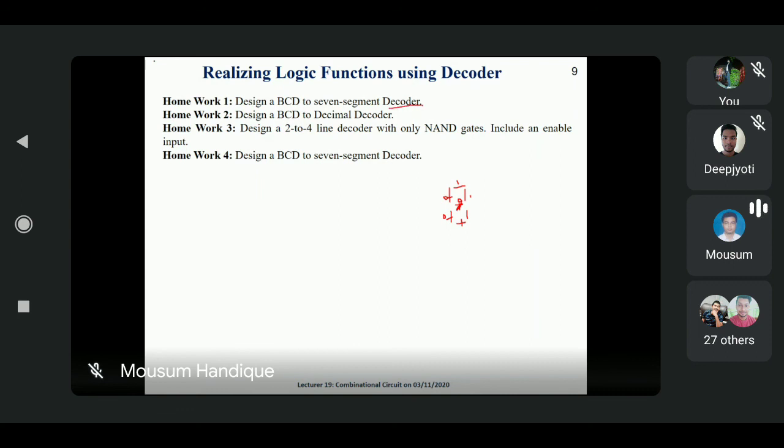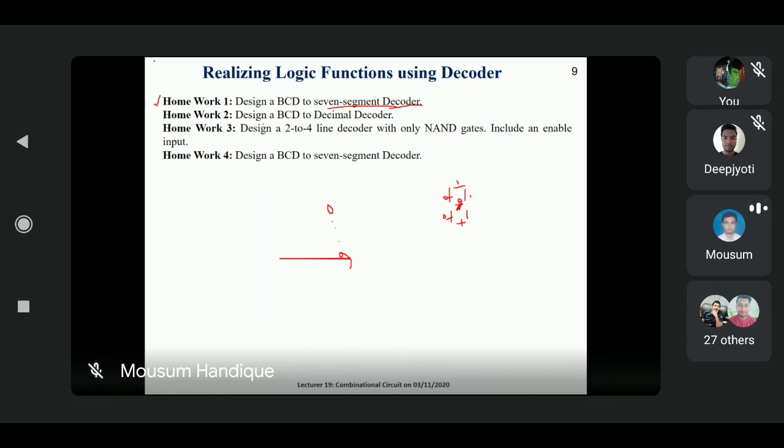You know the concept of decoder. Now BCD means what? It is 0 to 9. So how can we convert BCD to 7 segment decoder, or 7 segment display decoder? That is homework 1.